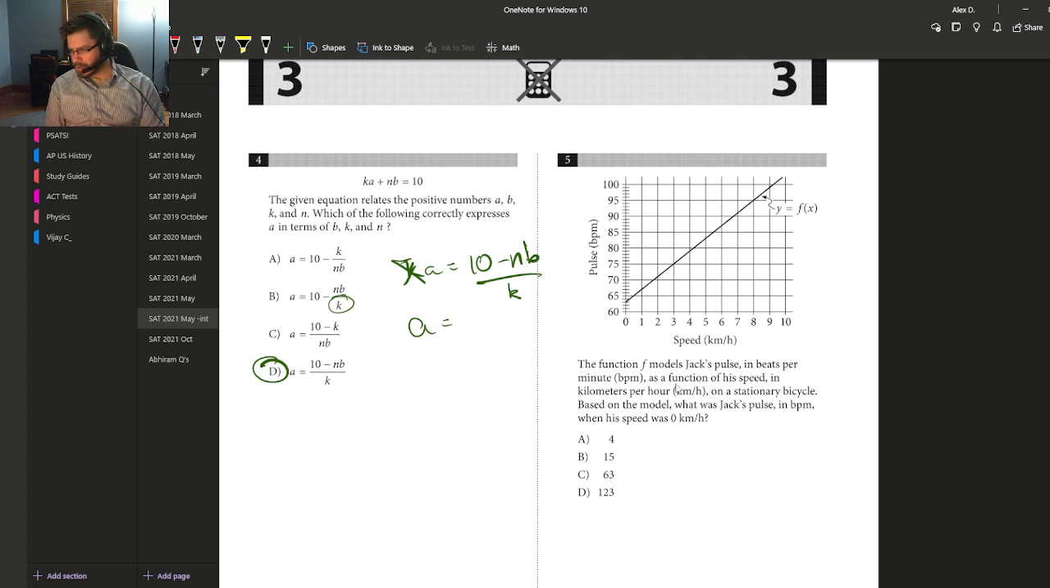The next one here, let's see, function P or F, who cares? What is Jack's pulse when his speed is 0? So that's here. It's basically the y-intercept. So 1, 2, 3, 4, 5. Yes, it is single-digit intervals. Always check the interval on this stuff. You can't assume that the scale is going to be consistent or consistent with what it appears to be. So always check. So 64, 63, yeah.